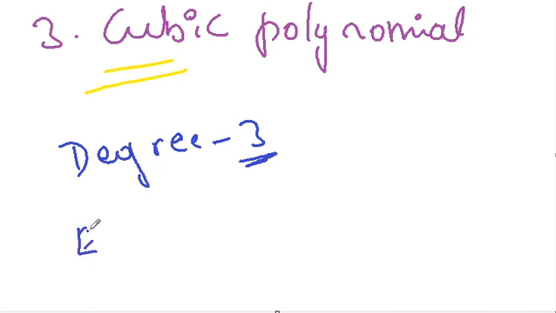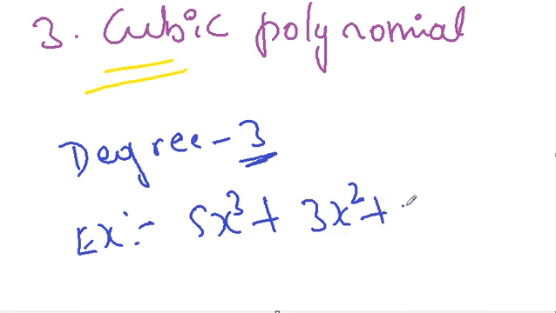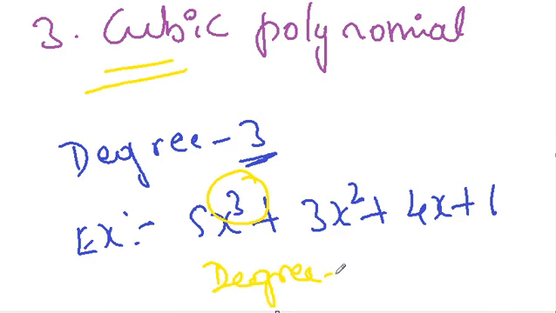For example, I'll give 5x cube plus 3x square plus 4x plus 1. Here the degree is nothing but the highest power of the variable. The highest power of the variable is 3. So the degree of the polynomial is 3, and this polynomial is called a cubic polynomial.